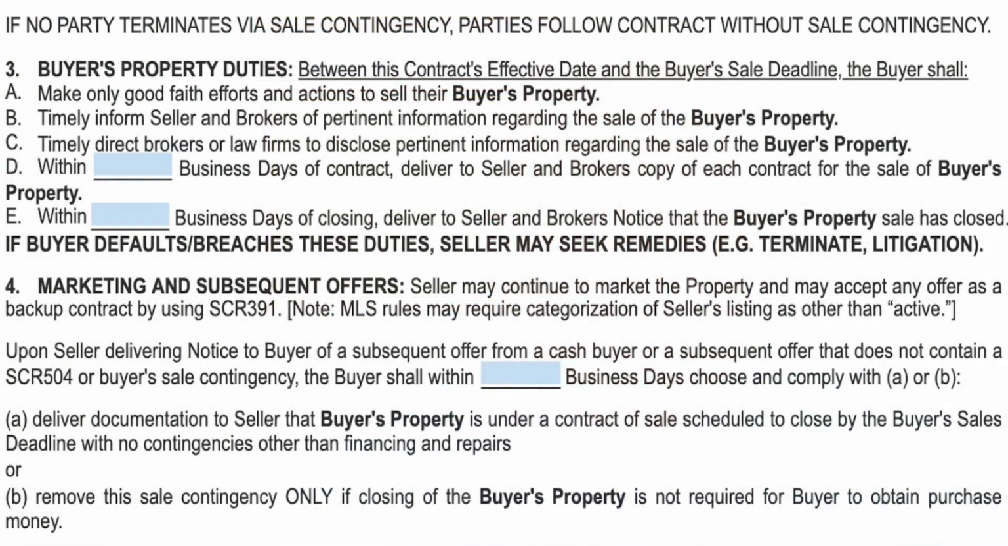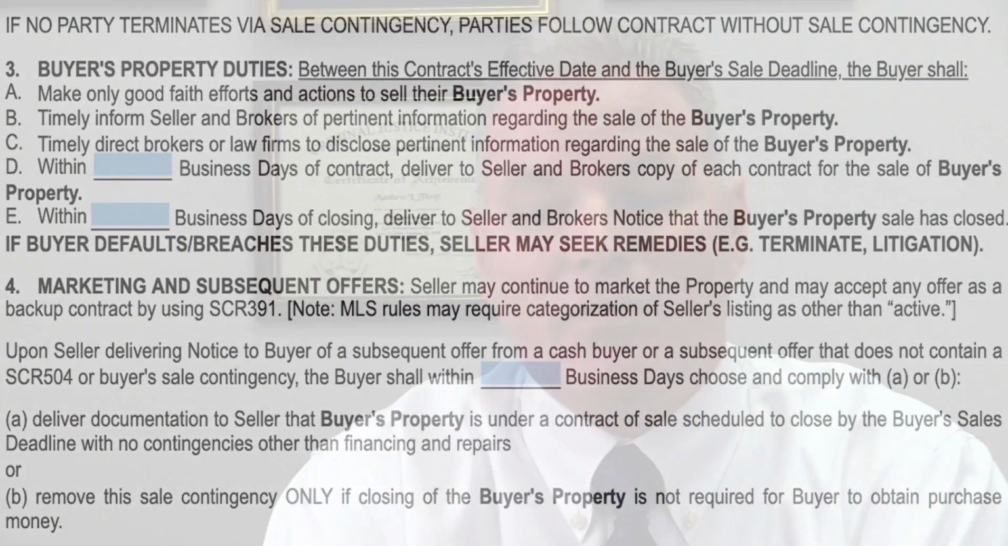Okay? Then it goes on in all capital and bold letters, if buyer defaults or breaches these duties, the seller may seek remedies, for example, terminate and litigate. We all know that these are binding and legal contracts.